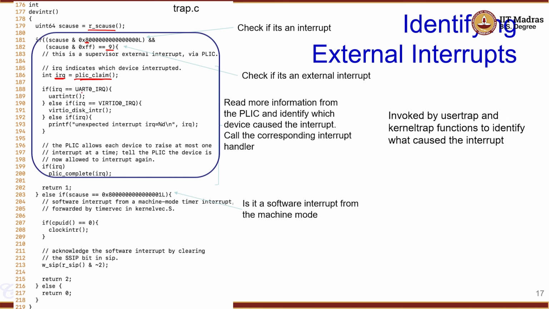So for instance, if IRQ is equal to UART0_IRQ, then it is the UART interrupt which is raised. If IRQ is VIRTIO0_IRQ, then the interrupt is raised from the virtio disk, that is the secondary storage device, right. So the UART interrupt and the virtio disk interrupt are essentially the device drivers. They are the handlers for these very specific devices, right.